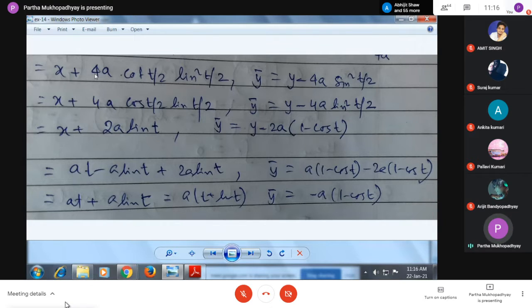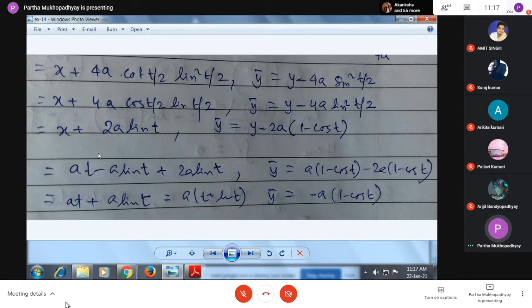1 plus x plus 4a cot t by 2 sine square t by 2. Okay. That is x plus 4a cos t by 2 sine t by 2. That is x plus 2a into 2 sine t by 2 cos t by 2. That is sine t. So x plus 2a sine t. I hope this is very clear.